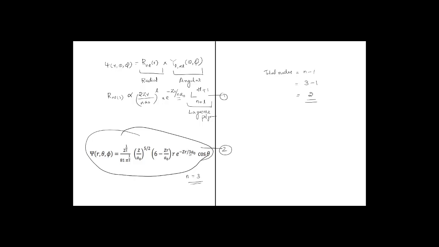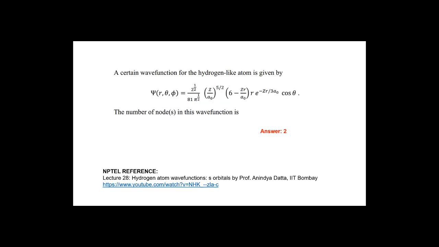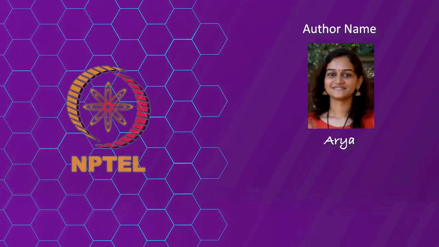So the total number of nodes is equal to 2. If you want to calculate the angular node and radial node separately, you have to use the equations n minus L minus 1 for the radial node and L for the angular node. You add these together to get the total number of nodes, or else you can calculate it directly as n minus 1, which is equal to 2. So the answer to this question, total number of nodes, is equal to 2. For further reference, you can check this NPTEL video. Thank you.